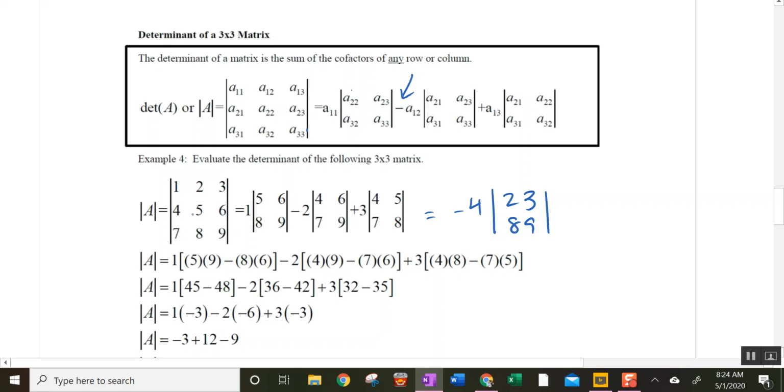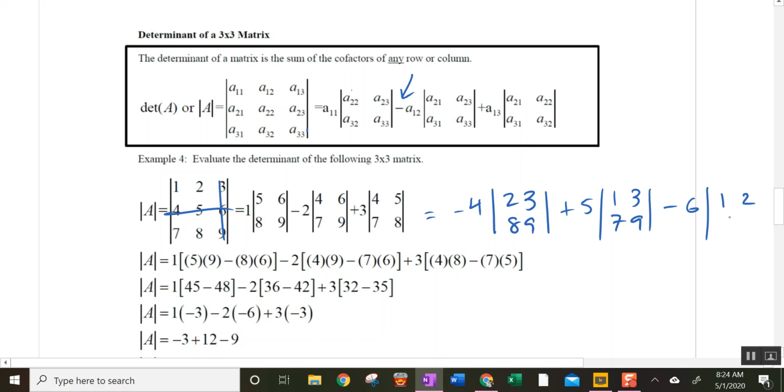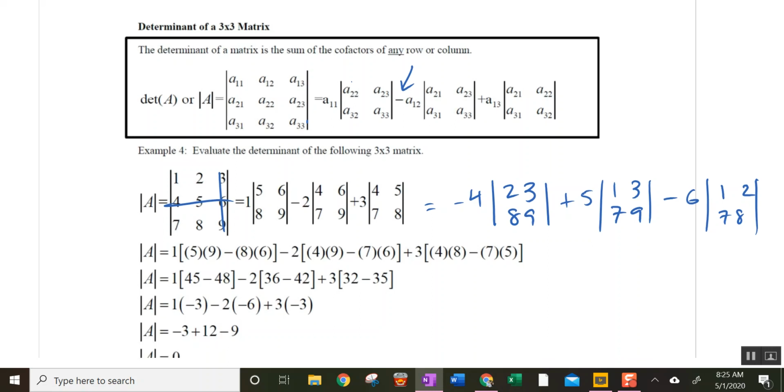Second entry, we know it's going to be positive. I'm going to cross out row and column. So I'm going to say plus 5 times the determinant of 1, 3, 7, 9. And then if I did the third entry in that second row, cross out row and column, you can see it is 6. I'm going to add the negative sign because they alternate. And I get 1, 2, 7, 8. This would actually give you the exact same value if you evaluated this. You're going to wind up getting 0 for the determinant of the matrix.